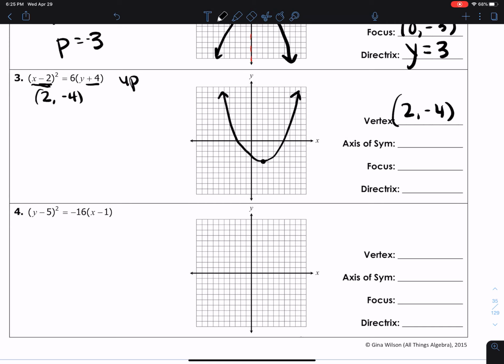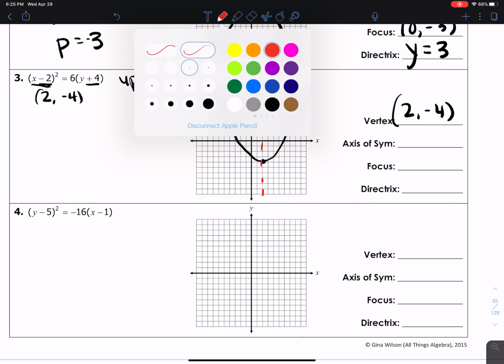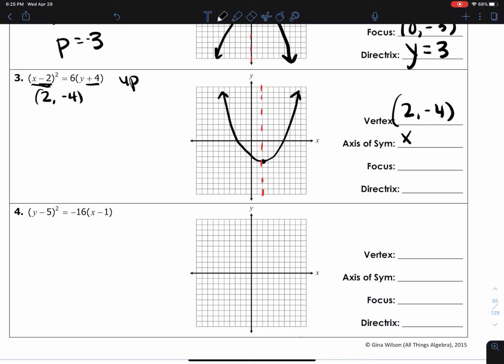Okay. Now, the axis of symmetry is going to be right in between here. This is the line that cuts this parabola in half. And that is x equals 2. And then to find the focus and directrix, we need p. So we have 6 equals 4p. We divide by 4. We get p equals 3/2. So we're going to go up 3/2 to find the focus, and then down 3/2. And that's going to be the line for our directrix.